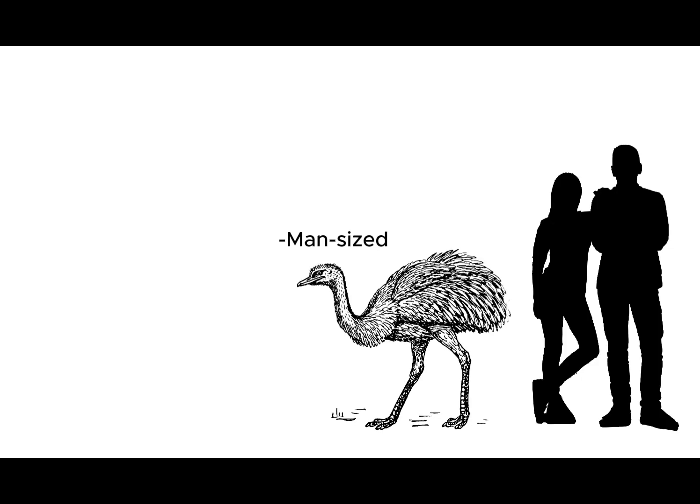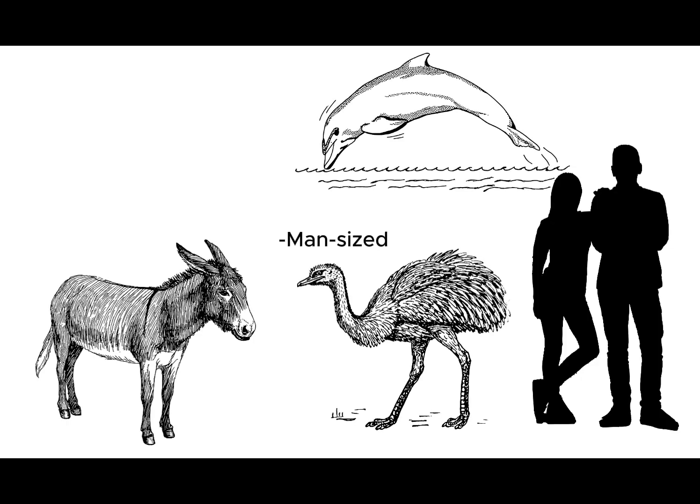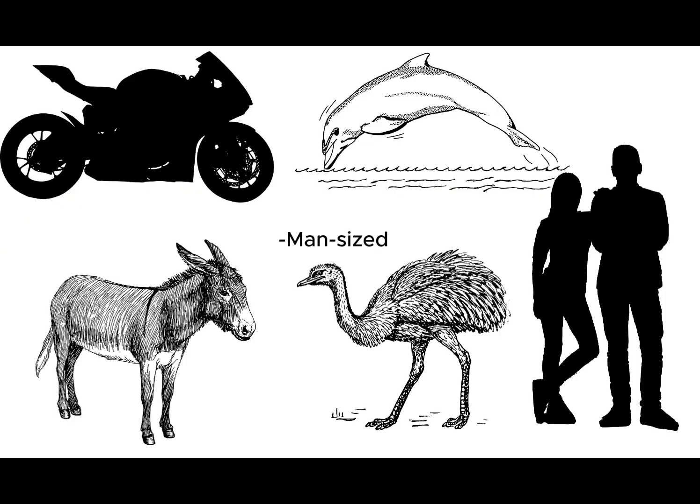Next category is man-sized. This size classification just means it's the size of your average adult humanoid persons, but also creatures like an ostrich or a donkey, dolphins, or maybe even objects like a motorbike or surfboard.